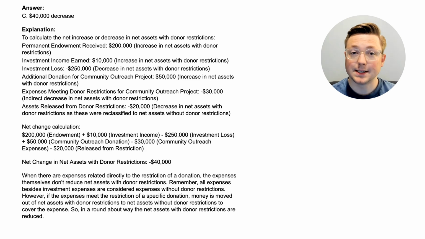All right, the answer is C, a $40,000 decrease. And there's a lot to go through here, so let's dive straight in. To calculate the net increase or decrease in net assets with donor restrictions, we have to look at all the things that would affect that. So there's the permanent endowment received. That's obviously with donor restriction.